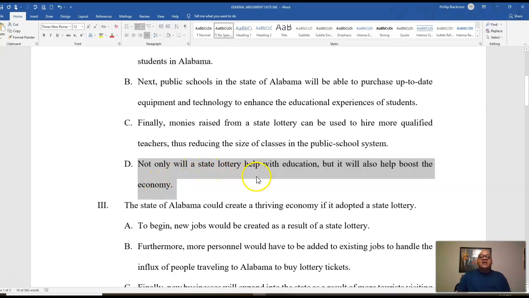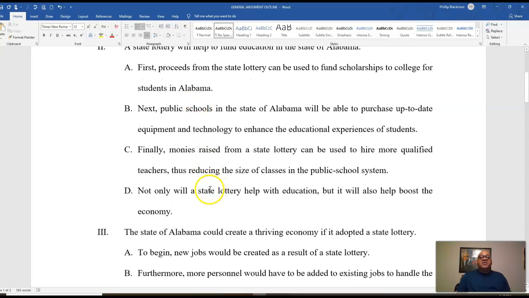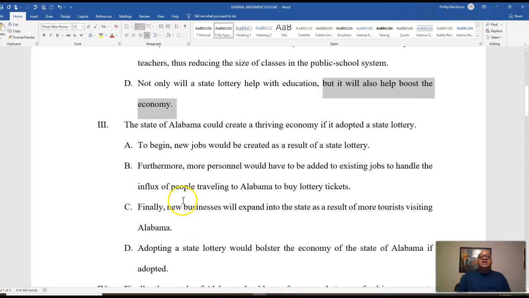Not only will a state lottery help with education, but it will also help boost the economy. I'm using a topic sentence that summarizes everything I did in this paragraph. Not only will a state lottery help with education, but I'm introducing my next point: it will also help boost the economy. And then I go boom, Roman numeral number 3. The state of Alabama could create a thriving economy if it adopted a state lottery.